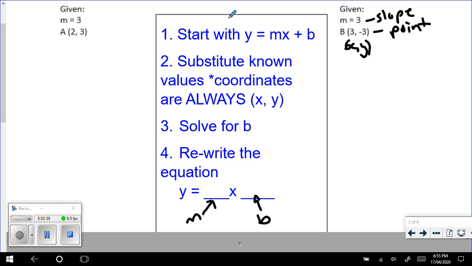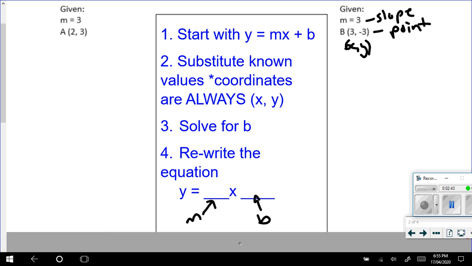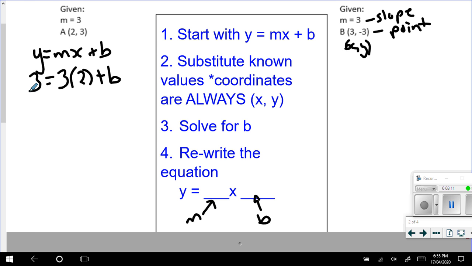You know what? Let's start with the left side. I'm sure you guys would rather not have to deal with negatives if we don't have to. So follow the advice. Step 1, y equals mx plus b. Let's sub in what we know. So we know m is 3. We know x is 2. We don't know b. It's very sad. But he will be known shortly. And we know that y is 3. Sorry, the double threes messed me up there.